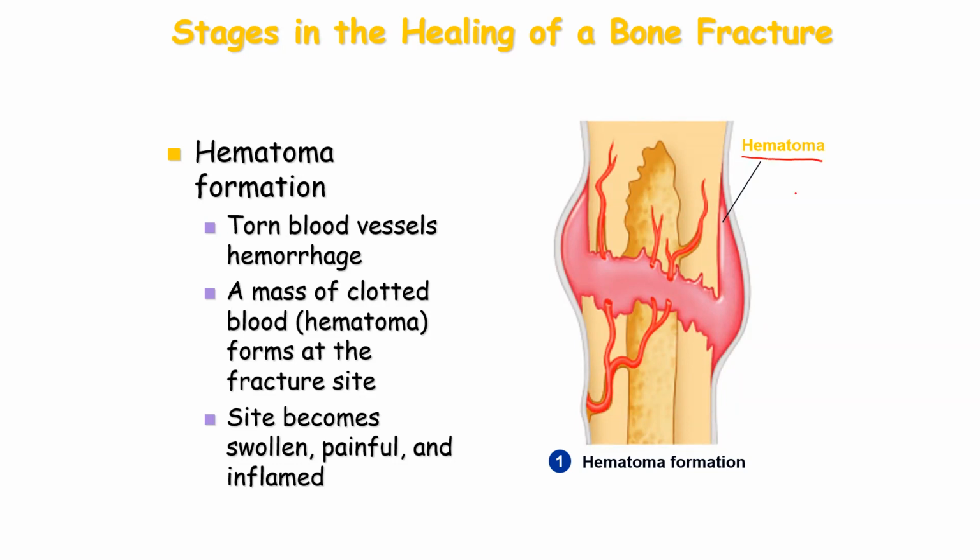So anytime you have a large mass of clotted blood in a damaged area, we call it a hematoma. Hema, of course, as in blood, right? So this hematoma, remember, is a mass of clotted blood. The hematoma itself is going to stop further bleeding, which is good. But it is not structural in the least. And it normally happens within less than an hour of the break occurring, right?